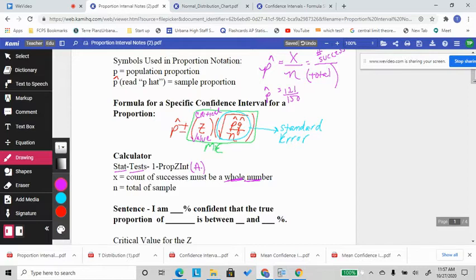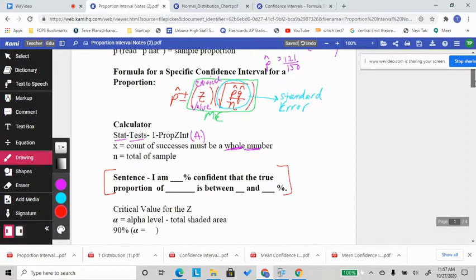Okay, so that's the difference. In the calculator, you're putting counts in. In the formula, you're putting the decimal in. So if you were doing the calculator, you would put 121 over 150. If you're putting it in the formula, you're going to divide this and find a decimal for this. For each and every one of these problems, I'm going to require a sentence. Here's your sentence template. It is here, and it is also on your formula sheet.